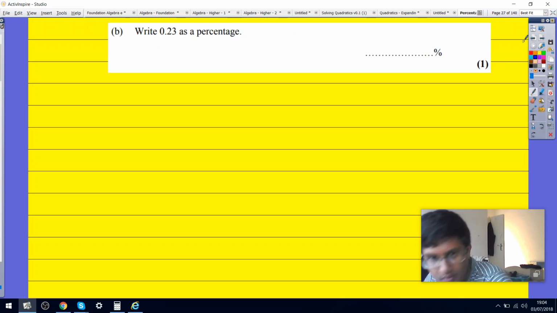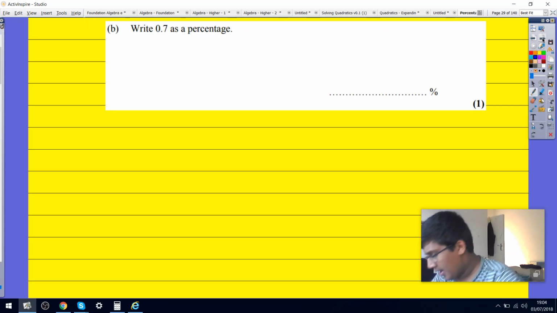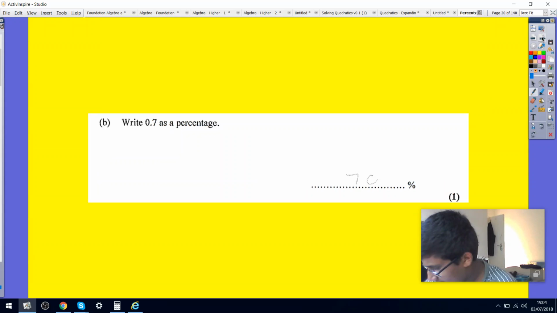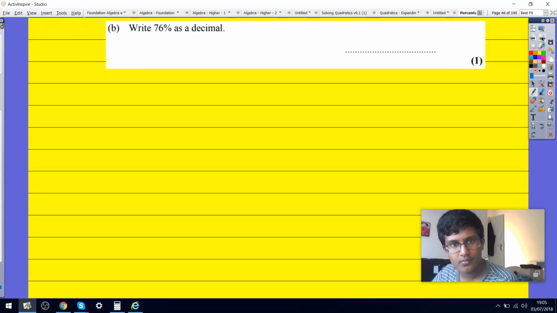How about this one? 0.23 equals 23%. How about this? So 0.7 is 70%. And this as a decimal? As a decimal. So 76% is 0.76.